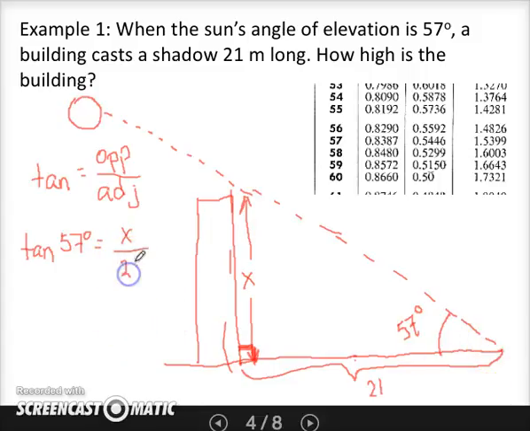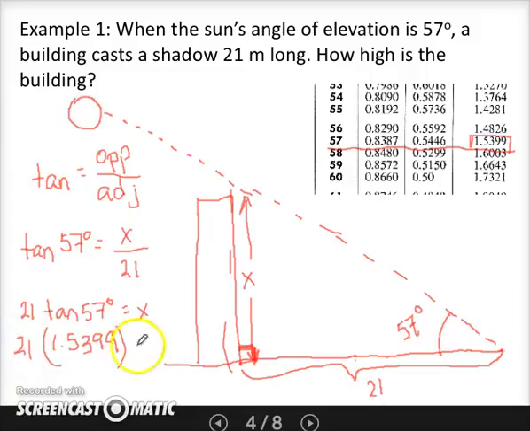So that's 21. Multiplying both sides of this equation by 21, we have 21 times the tangent of 57 equals x. Then we can look up in our trig table the tangent of 57. Go all the way over to the third column, and the tangent of 57 is 1.5399. So plugging that in for the tangent of 57, 21 times that number is x.